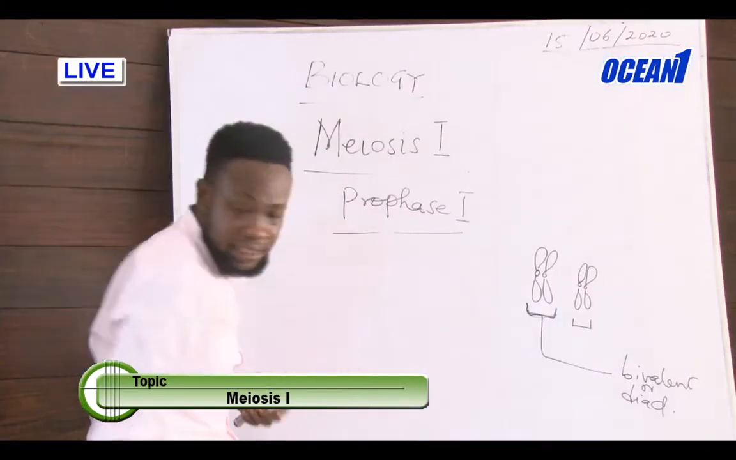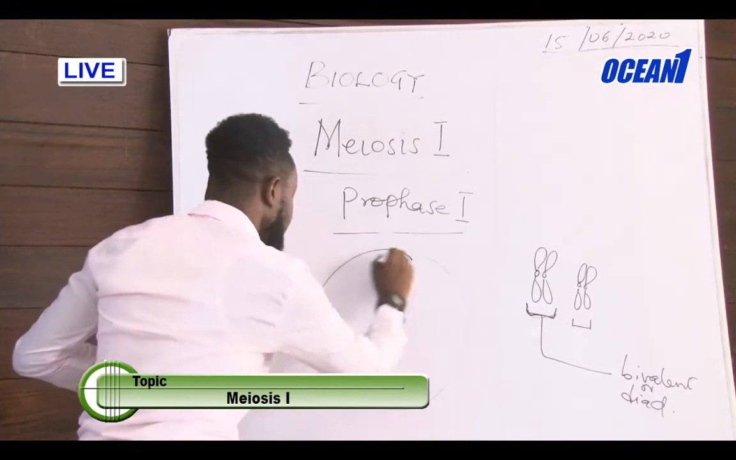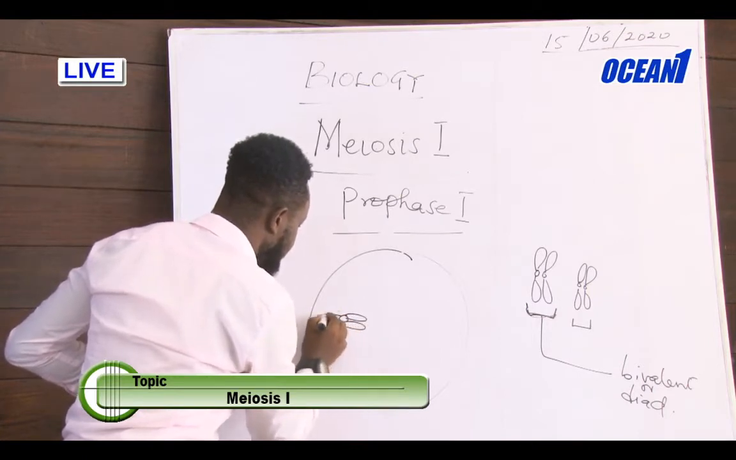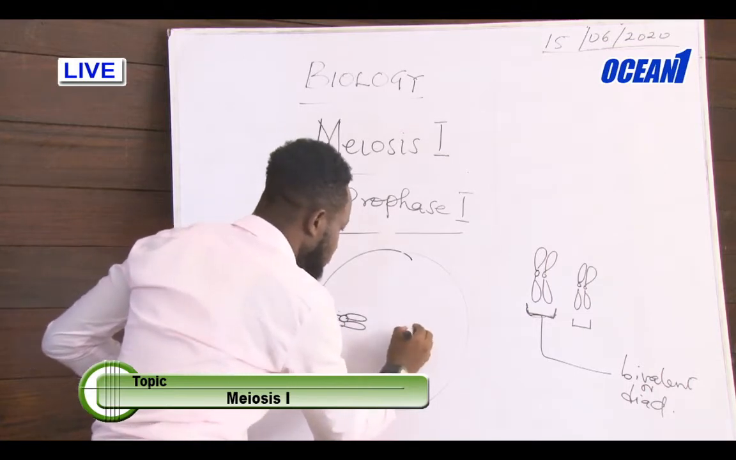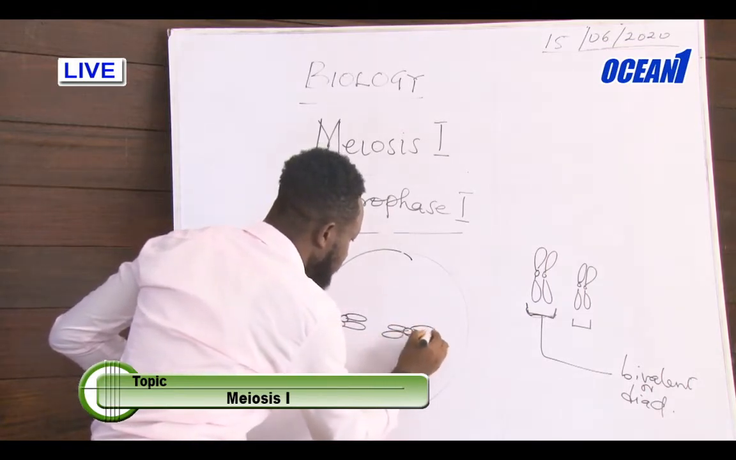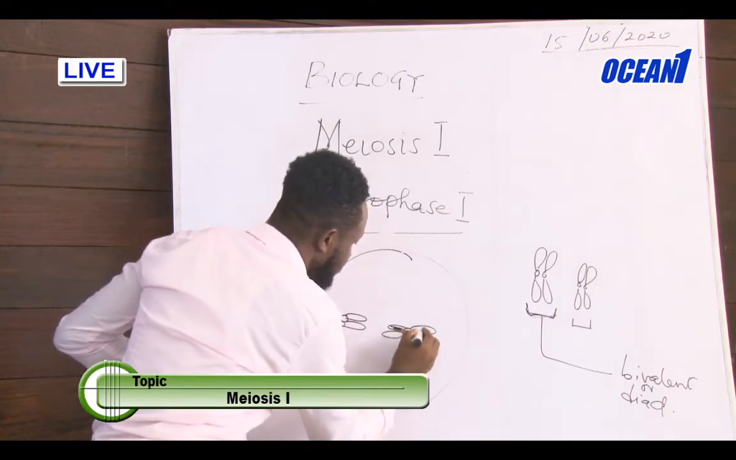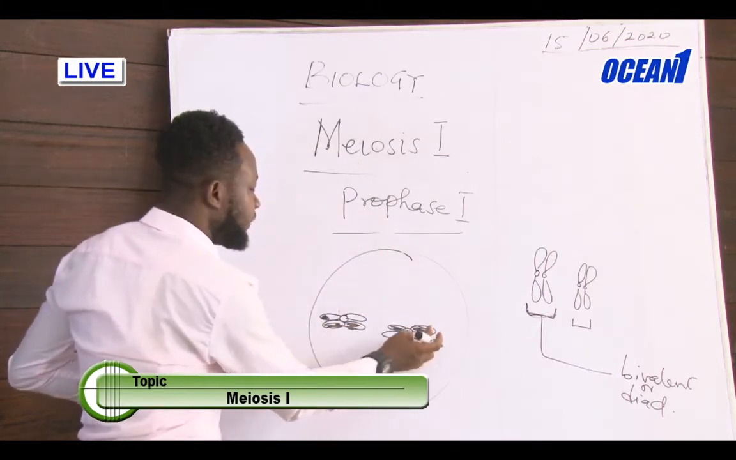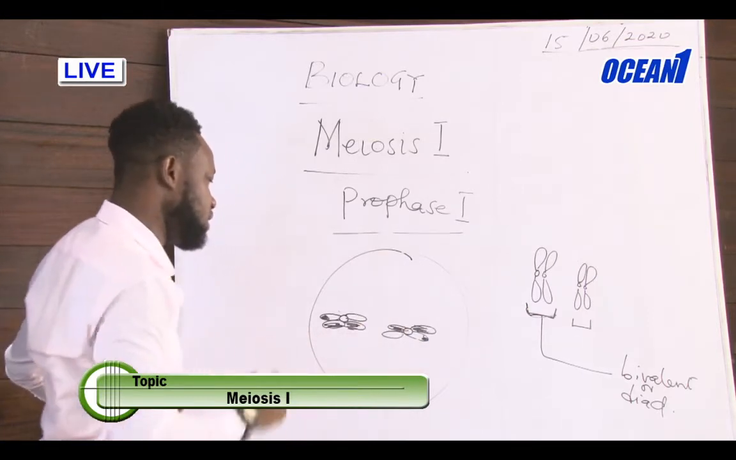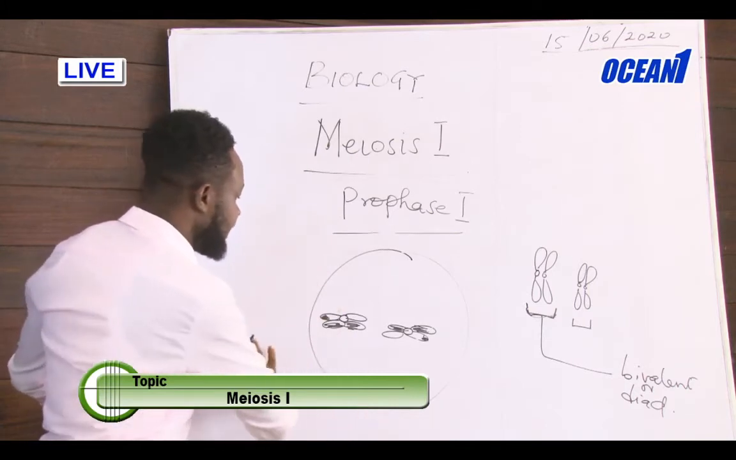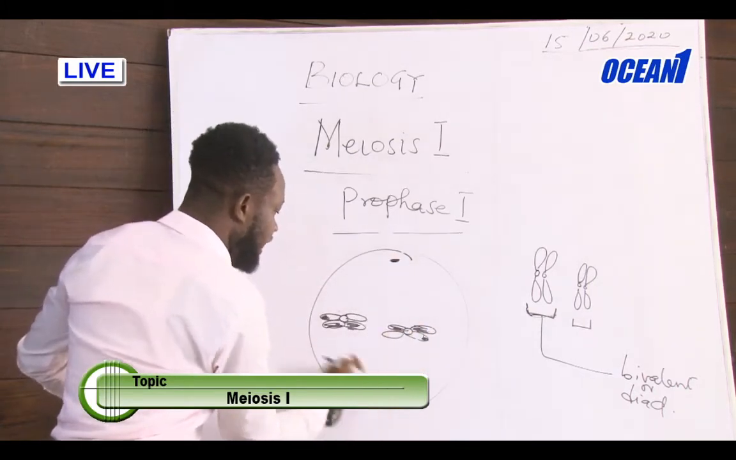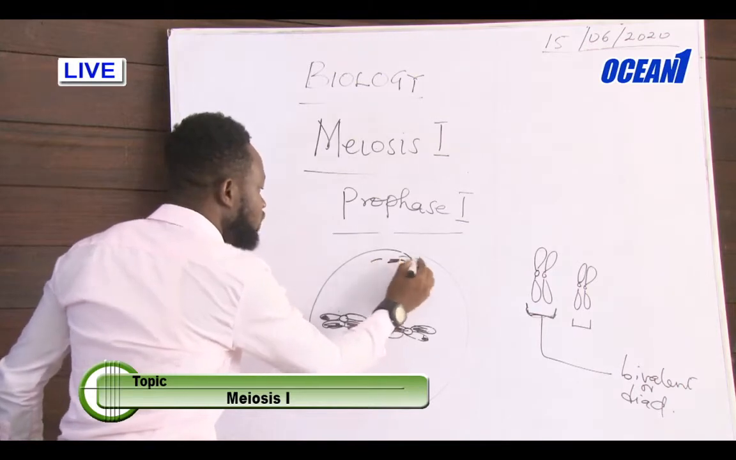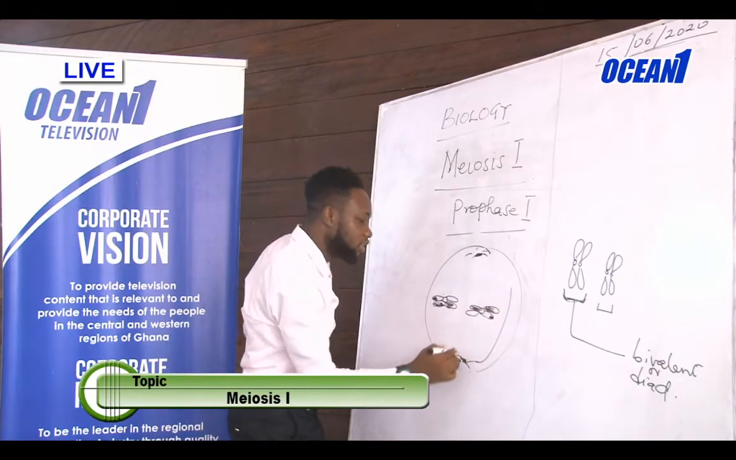So if this is our cell, you realize that as a result of the crossing over, you could see something here. There is an exchange of genetic material. But one of the chief things you should know about the metaphase is that it is the period where the chromosomes line up at the equator. So don't forget, if there is an animal cell, this is our centriole, which is going to lead to the formation of aster. And the aster will lead to the formation of spindle fiber.